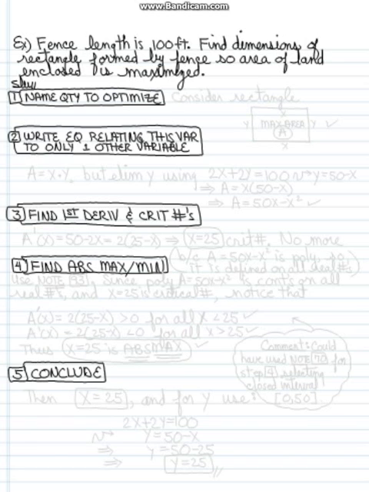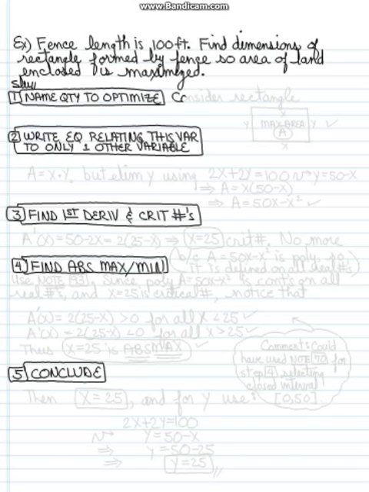Here's our outline for solving optimization problems. Step 1, name the quantity that you want to optimize. Step 2, write an equation relating this variable in step 1 to only one other variable. Step 3, find the first derivative and the critical numbers for that function. And step 4, find the absolute maximum or minimum. In this case, it'll be the maximum. And step 5, draw a conclusion.